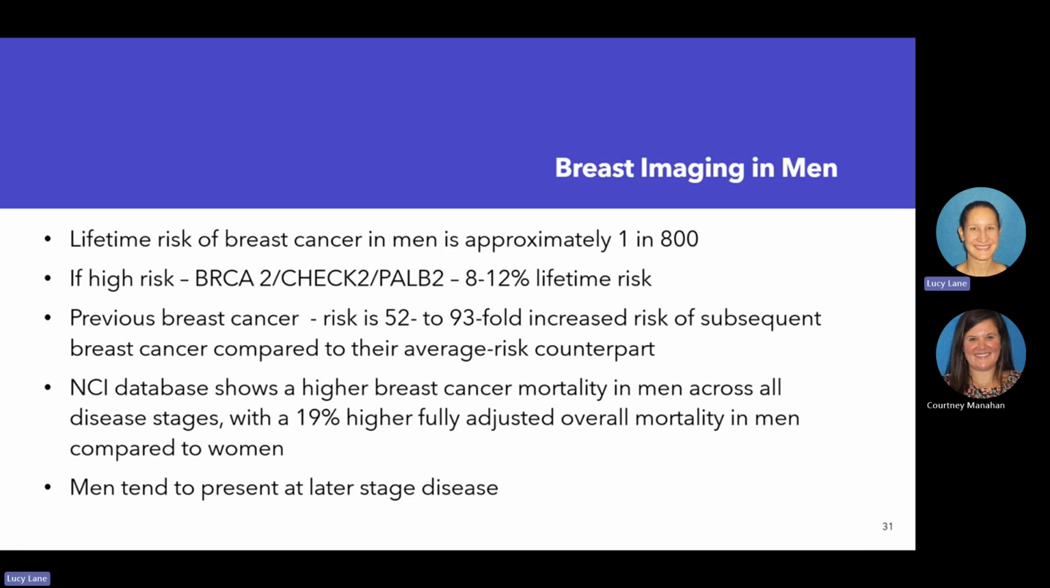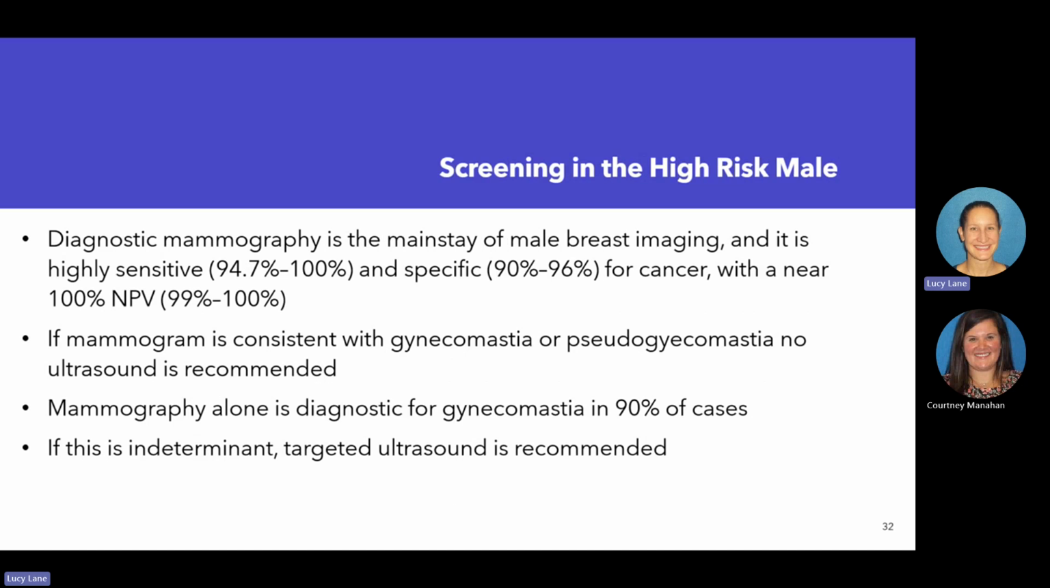So there are ways of looking at this, but it can increase their risk significantly. If a man has had a previous breast cancer, the risk is 52 to 93-fold increased risk of subsequent breast cancer compared to their average risk counterpart, which is pretty significant. The National Cancer Institute database shows a higher breast cancer mortality in men across all disease stages, with a 19% higher fully adjusted overall mortality in men compared to women. And really, it's probably because men tend to present at a later stage of disease.